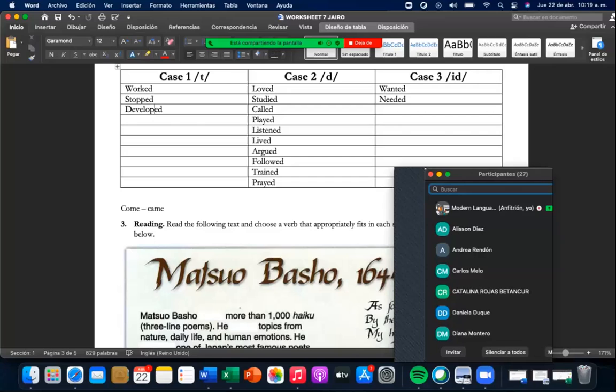Let's move to case number 2, I'm sorry. And you're going to help me with this verb, Allison, which in present is pronounced as live. So how would you pronounce it in the past? Lived. Very good, Allison. There you go. Perfect. Lived, right? Very, very good, Allison. Thank you very much.